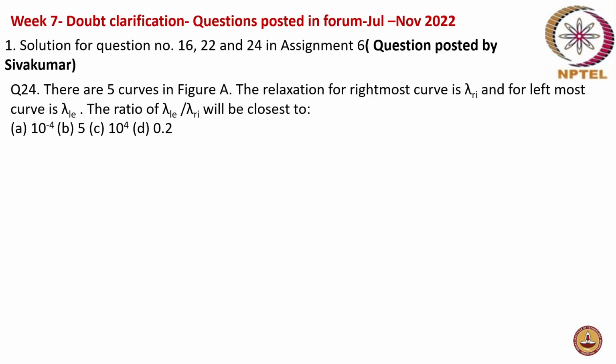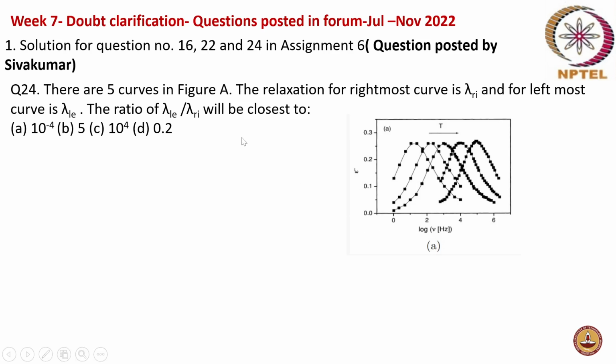Next. There are 5 curves in figure A. The relaxation time for the rightmost curve is lambda Ri, and for the leftmost curve is lambda Le. The ratio of lambda Le by lambda Ri will be closest to 10 power minus 4, 5, 10 power 4, or 0.2? To which will it be closer? So this is the curve, epsilon double prime versus log of nu.